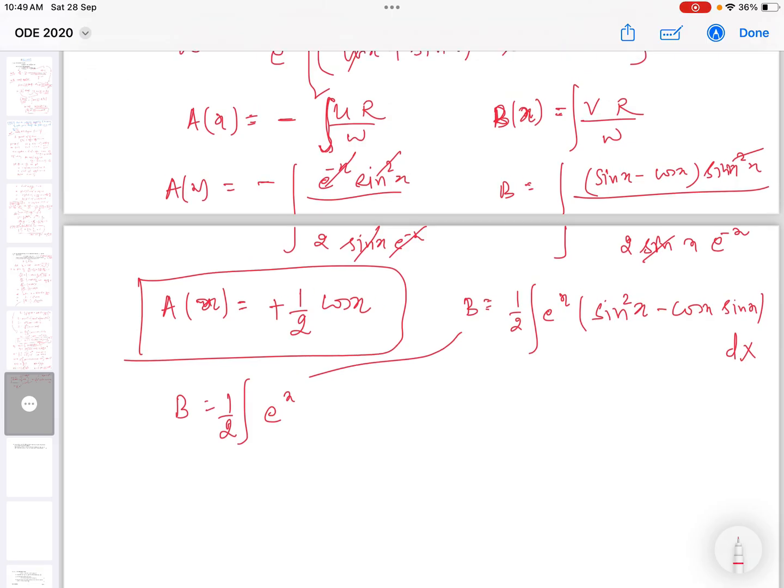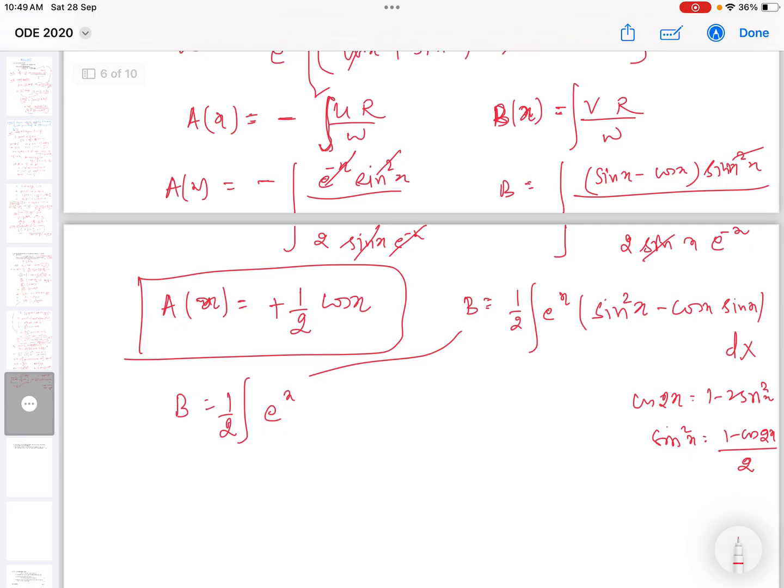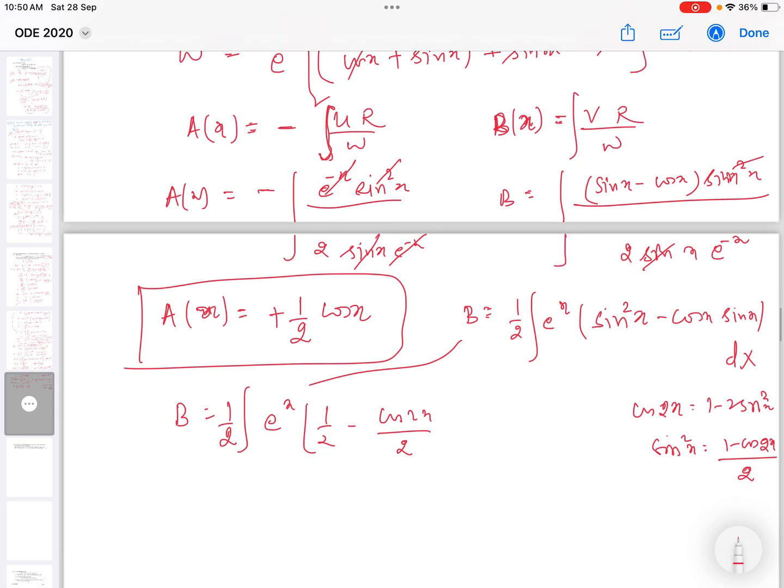Sin square x, we can write this in terms of cos 2x: cos 2x is 1 minus 2 sin square x. So sin square x is nothing but (1 minus cos 2x) by 2, that is half minus cos 2x by 2. I think we are correct. e to the power x cos x sin x. It has become tedious here.